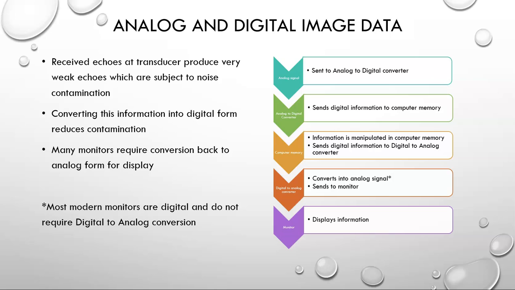So why do we go through this whole process of changing our analog signal to digital for our images? Well, received signals at the transducer produce very weak echoes that are subject to noise contamination. Once we convert it into digital format, no longer can noise be introduced to our image. Many monitors also require the conversion back to analog to display the information, but most modern monitors are digital and do not even require digital to analog conversion.